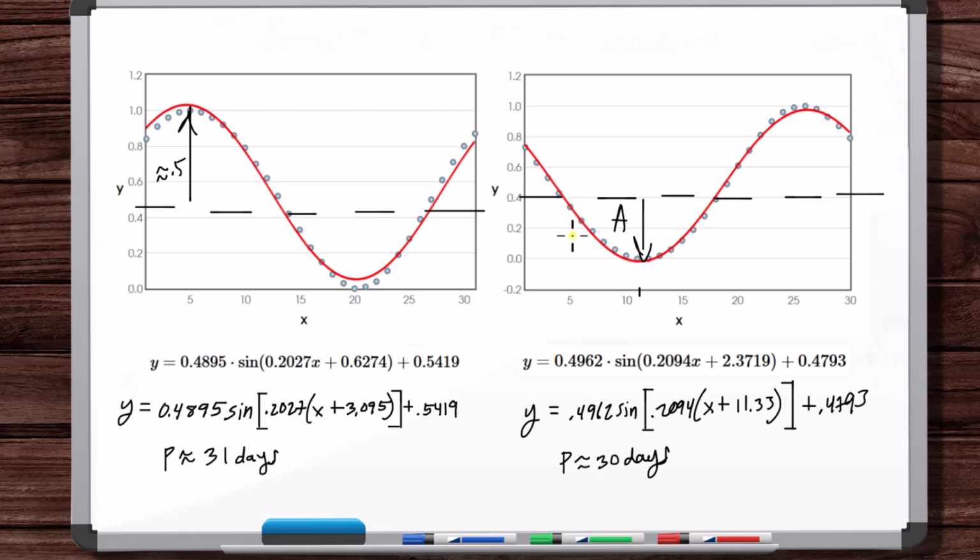Okay, so that's it for the graphs of the sinusoids. Let's move on to the graphs of tangent and cotangent.